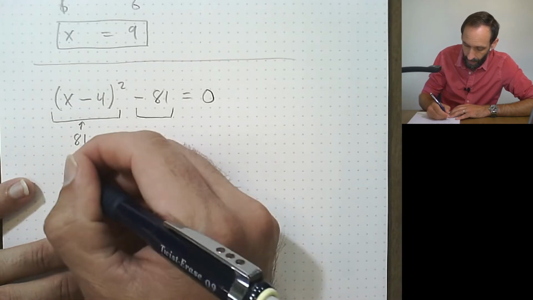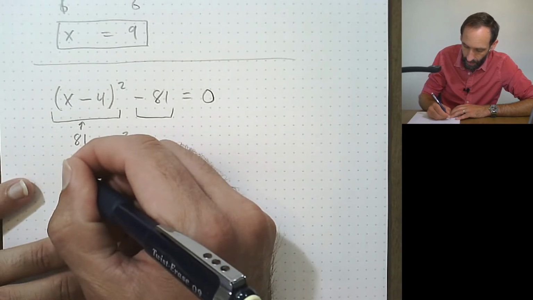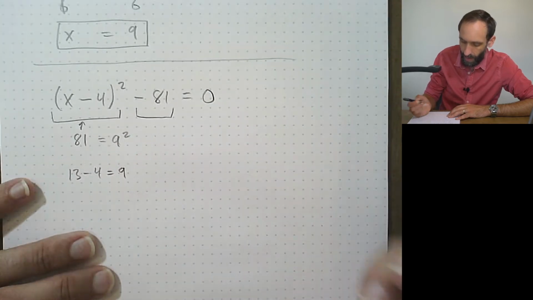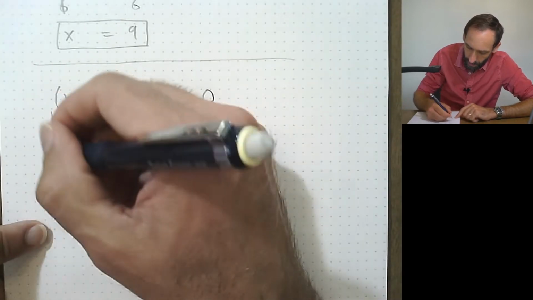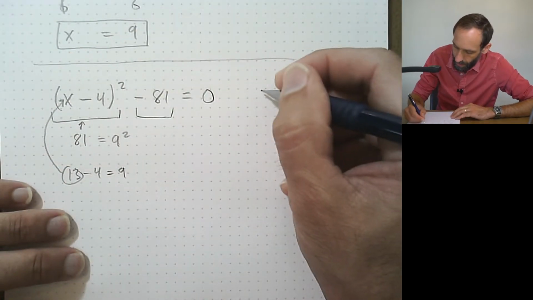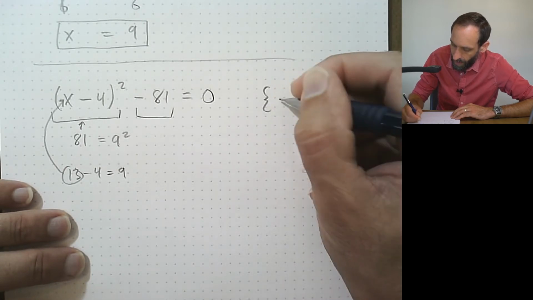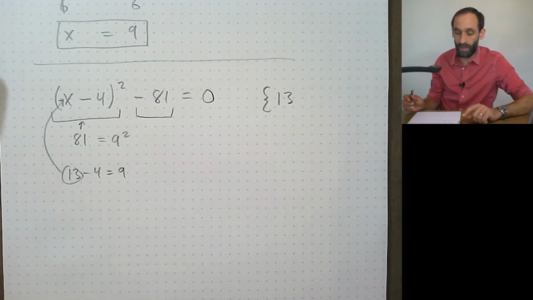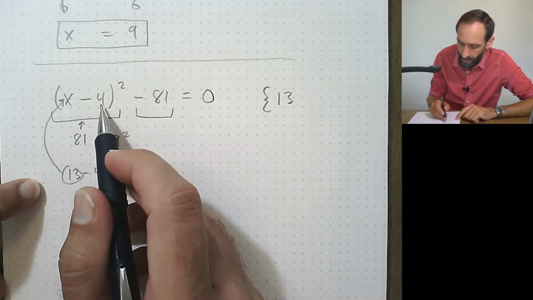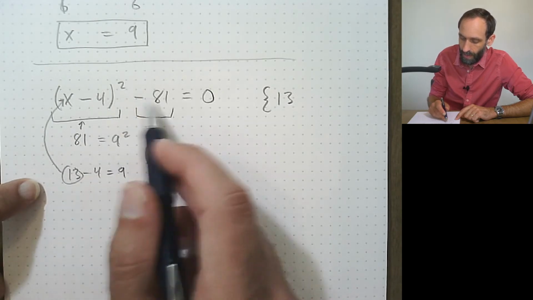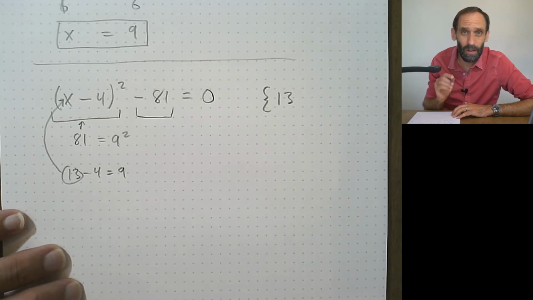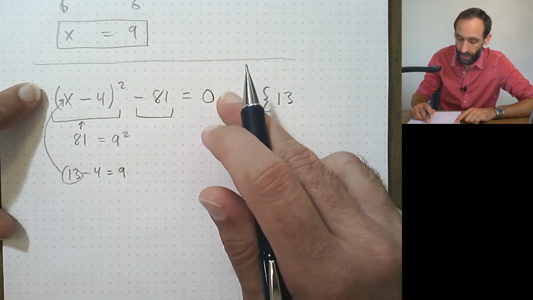Well, think about this for a moment. You'll probably realize that, oh, 13 minus 4 is equal to 9. So 13 is a number that I can plug in here for x. So let's go over here and I'll put my curly braces. So the solution set for this equation includes 13. We can double check this because if I plug 13 in here, 13 minus 4 is 9. 9 squared is 81. 81 minus 81 is 0. So it works. But are there any other numbers that are part of the solution set for this equation?